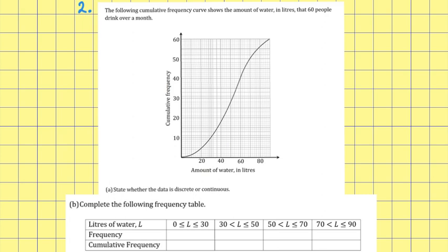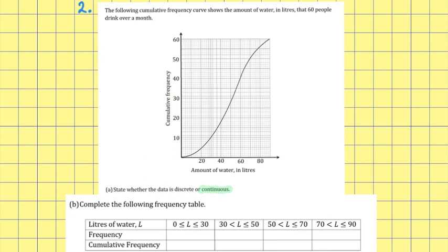Question 2. In some instances, you might be given a cumulative frequency curve and asked to work backwards to fill out a frequency table. In this question, the following cumulative frequency curve shows the amount of water in litres that 60 people drank over a month. A. State whether the data is discrete or continuous. Well, because it has to be measured, it's water, it's in litres, the data is definitely continuous.